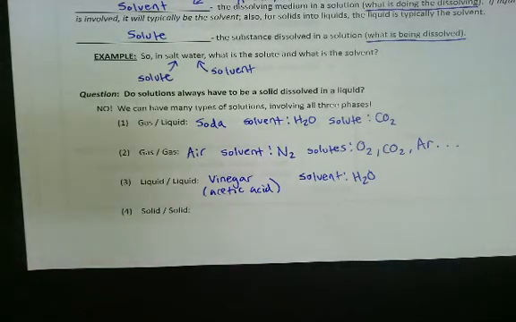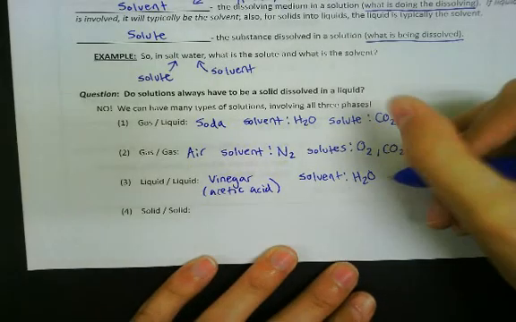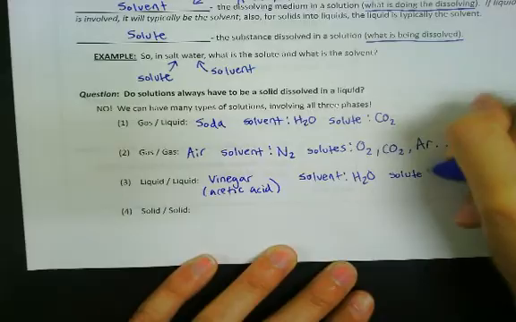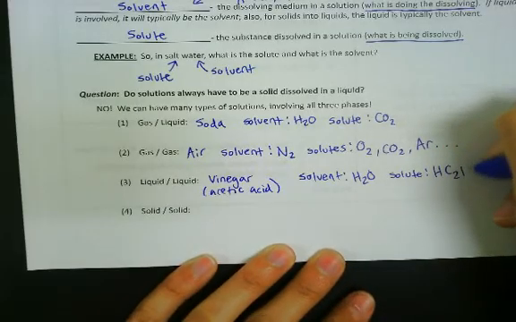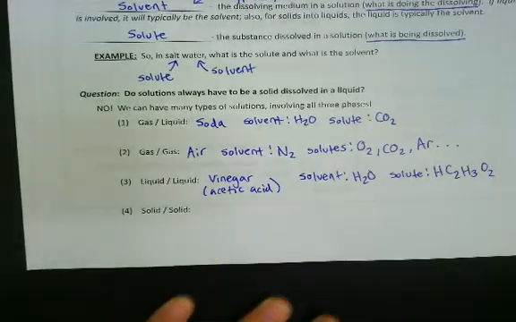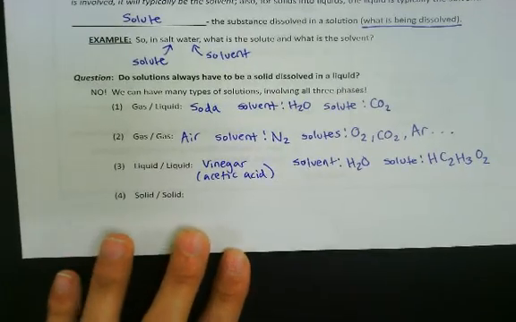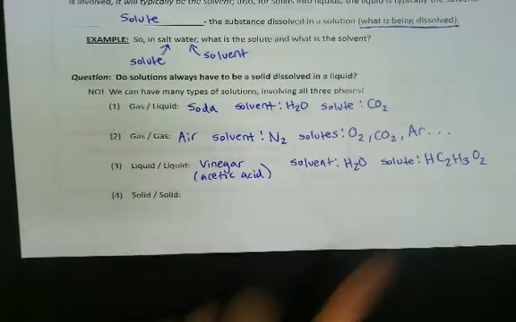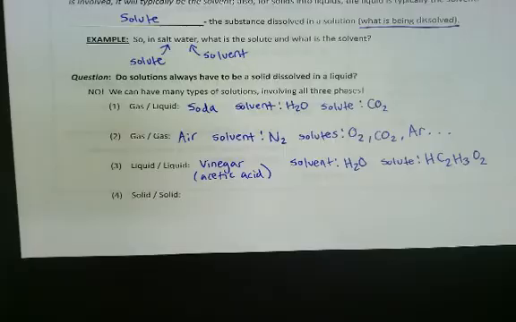Our acid is a substance dissolved in water, essentially. That's why we put that AQ behind it. And our solute here is going to be our HC2H3O2, our acetic acid, which when you drop that into water, it makes acetic acid.